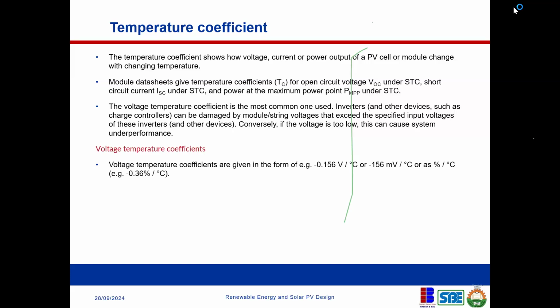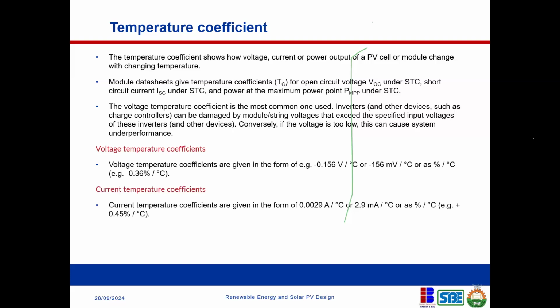So this is how temperature coefficient looks. You will see something like, voltage temperature coefficients are given in the form of, for example, minus 0.156 volts per degree centigrade, or minus 156 millivolts per degree centigrade, or as a percentage per degree temperature, for example, 0.36% per degree centigrade. So these are the various forms in which temperature coefficients are indicated in technical datasheets of solar modules. There's also current temperature coefficient.